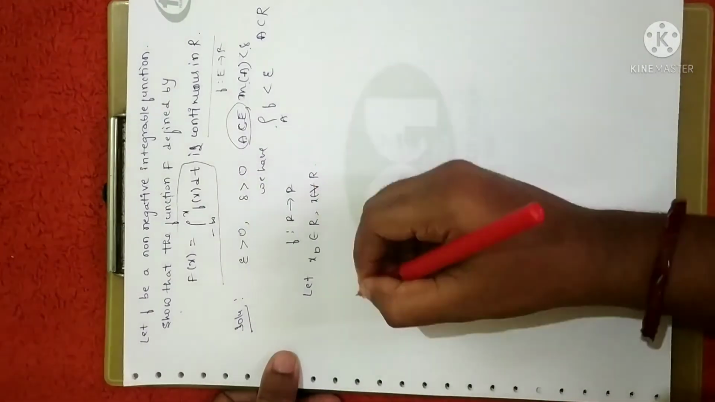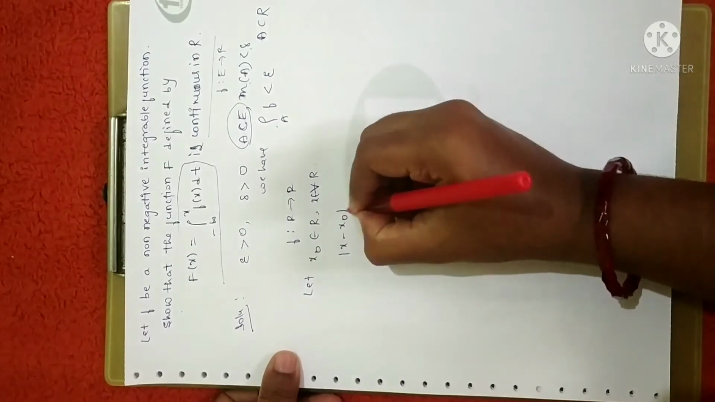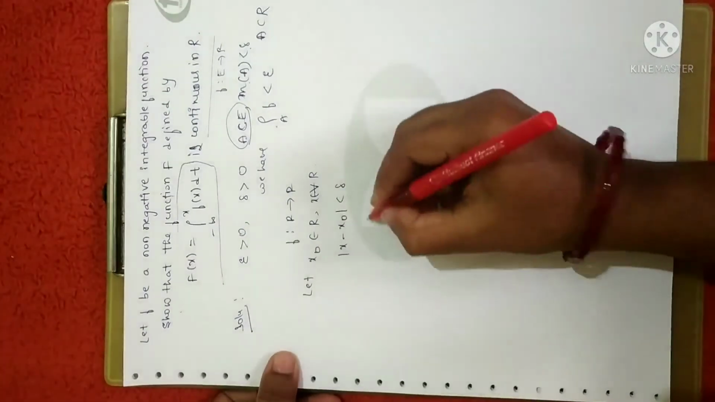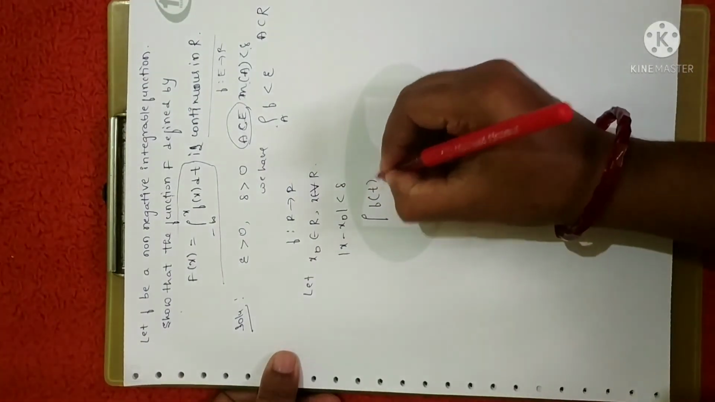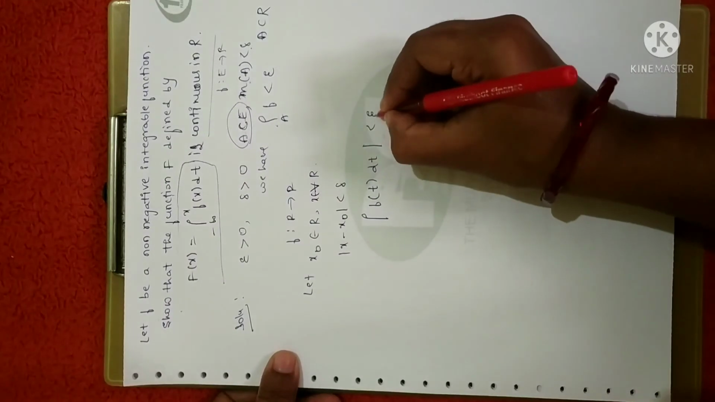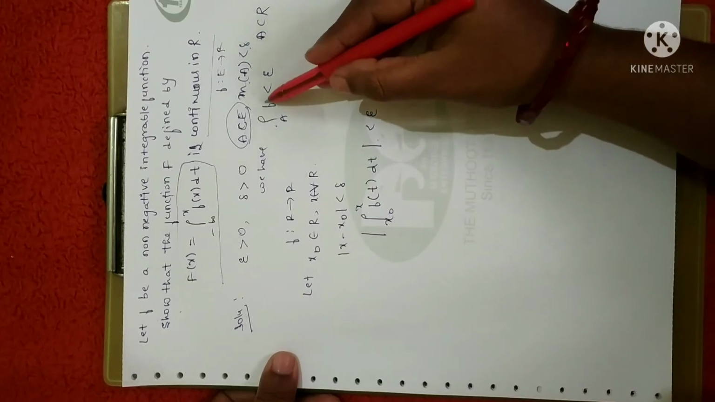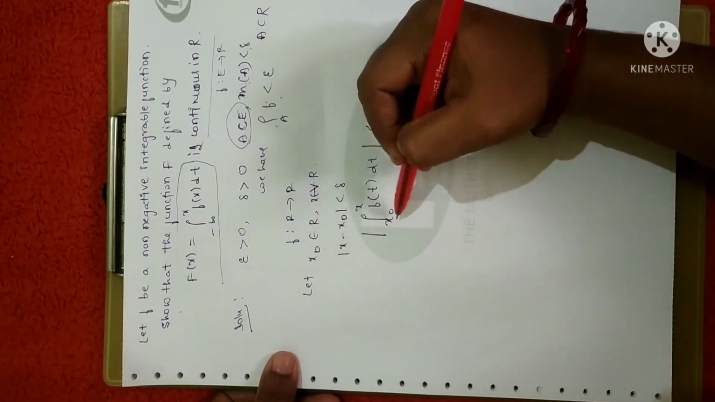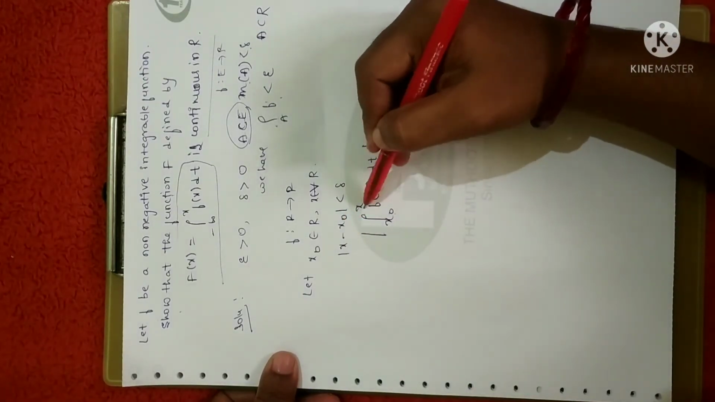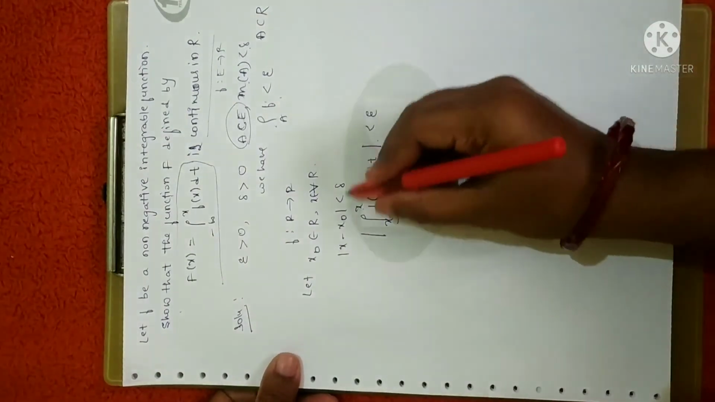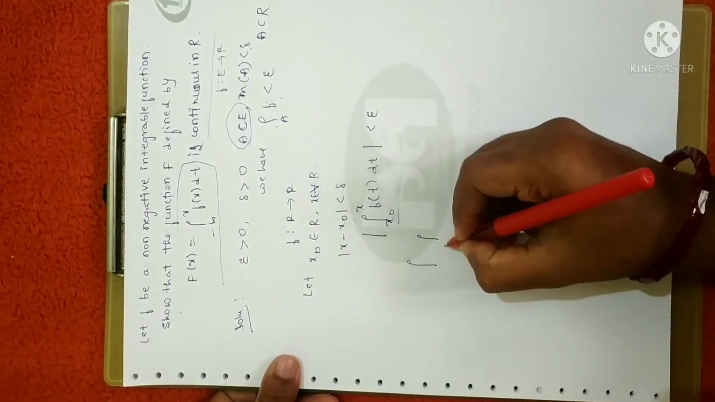Now let us consider one element x0 in the real numbers R such that x minus x0 is less than delta. That is, for a small difference, I can write that the integral of f of t dt from x0 to x is less than epsilon. I am applying the same theorem with reference to the variable t, taking the values between x0 and x.